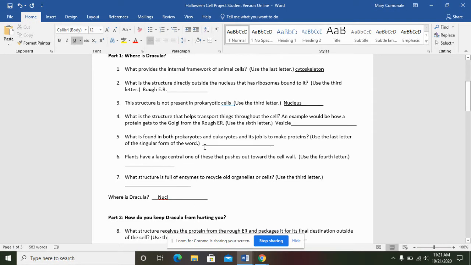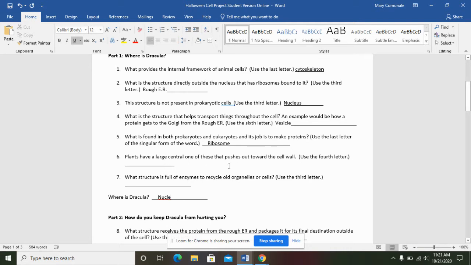What is found in both prokaryotes and eukaryotes, and its job is to make proteins? Ribosomes. Now, the rough ER also makes proteins. However, the prokaryotic cells don't have rough ERs, so that's why it is a ribosome. They do have ribosomes. Use the last letter of the singular form of the word.